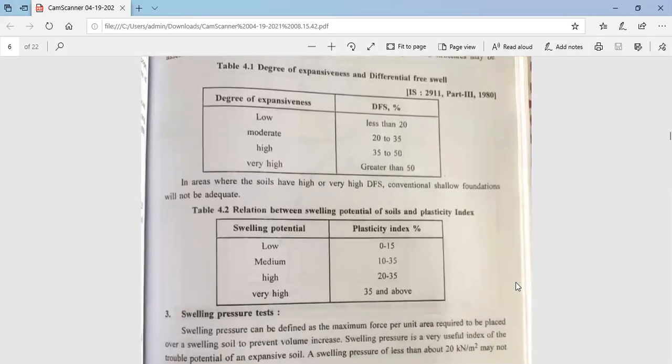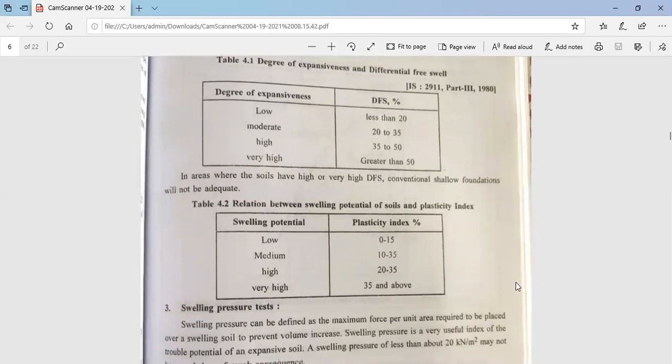In areas where the soil has a high or very high DFS, the conventional shallow foundation will not be adequate. The relation between the swelling potential of the soils and the plasticity index is: for very low swelling potential, plasticity index is between 0 to 15%. For medium, it's between 10 to 35%. For high, it's 20 to 35%, and for very high, it's 35% and more.